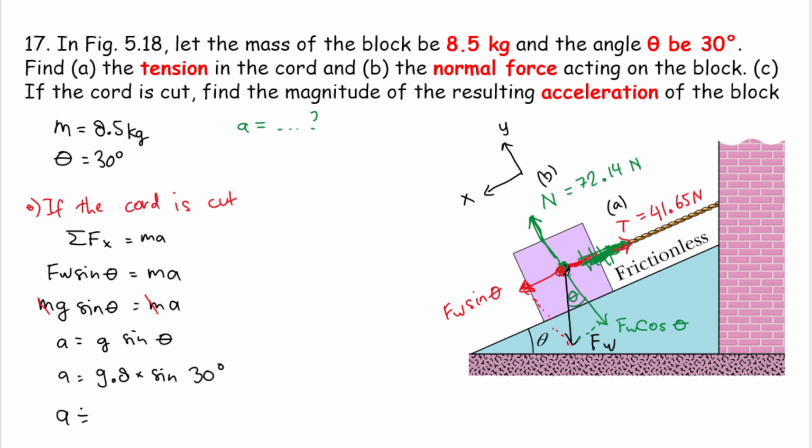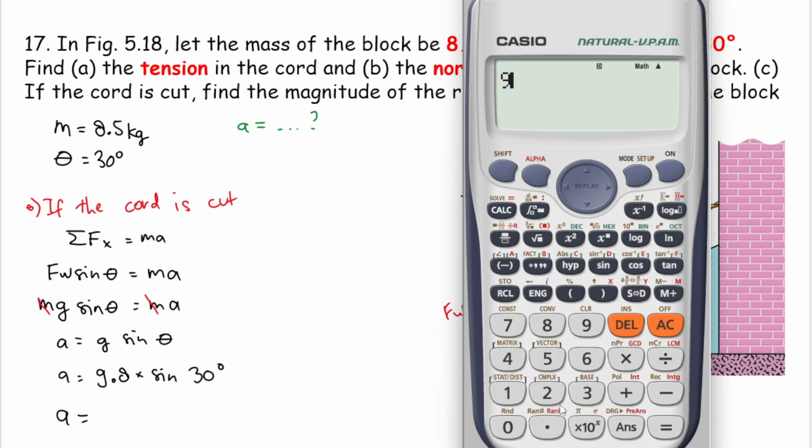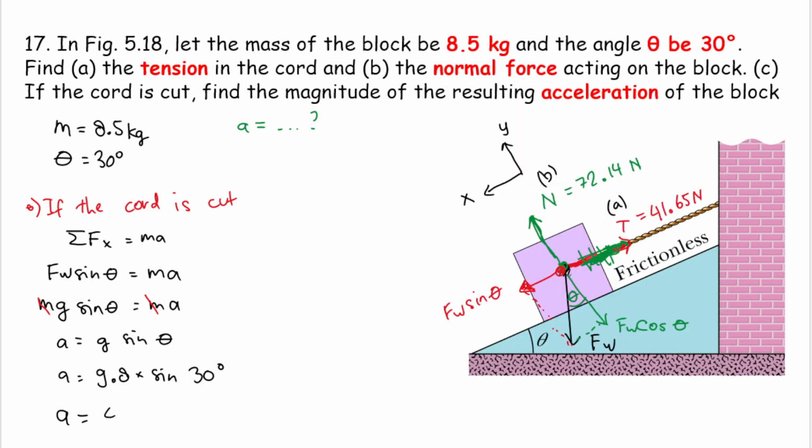So what is a? Let's plug it into the calculator. 9.8 multiplied by sine and then 30 degrees. Okay, we'll have 4.9. So we'll have 4.9 meter per second squared. So that is the answer for C. So we'll have C here, that will be 4.9 meter per second squared. So we have answered the question. This is the answer of question A. This is the answer for question B, and this is the answer for question C.